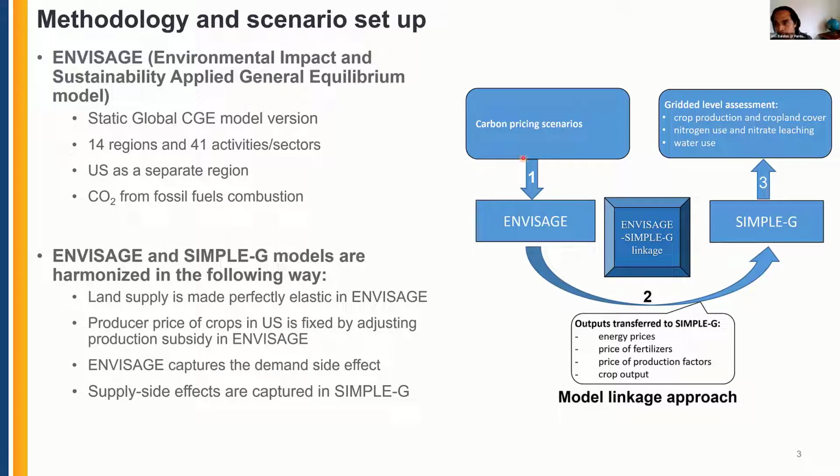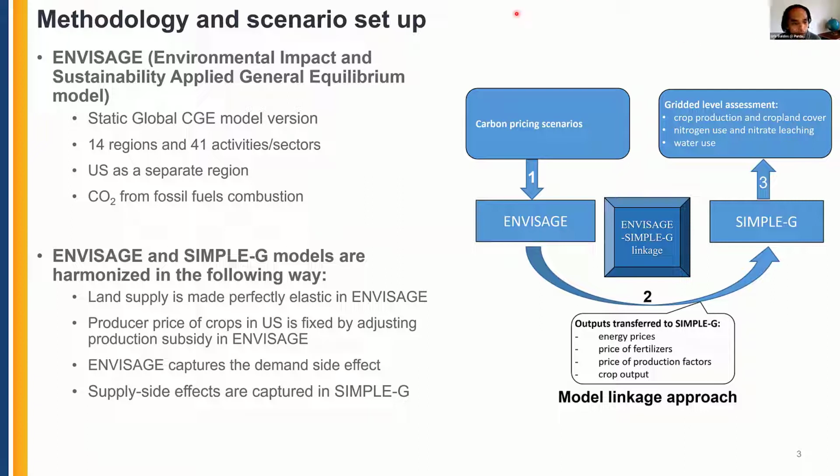So first, you'll have some carbon pricing scenarios that are going to be externally crafted. You implement those carbon pricing scenarios in the Envisage model, and that would produce some outputs. Those outputs would be transferred to the Simple model, which I'll talk about later. The Simple model will then generate the changes in US agriculture for the continental US at a fine scale: changes in crop production, cropland cover, nitrogen use, nitrate leaching, and water use.